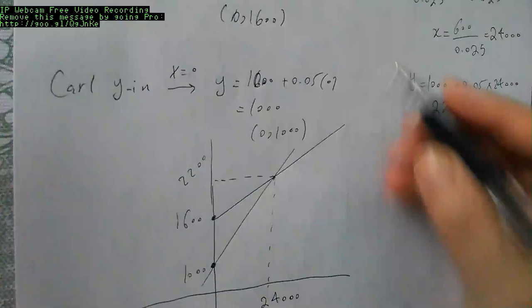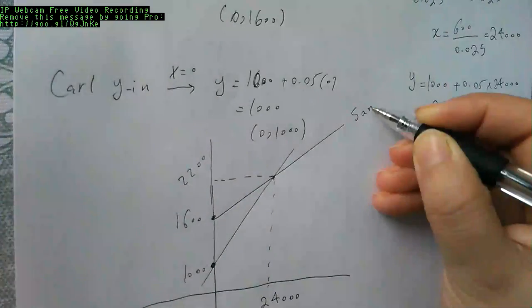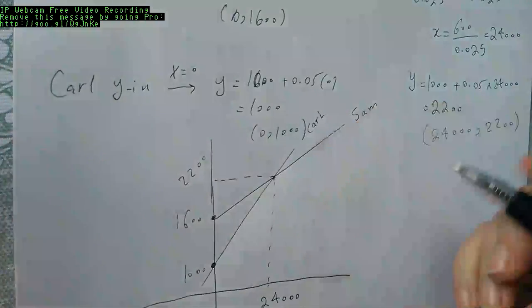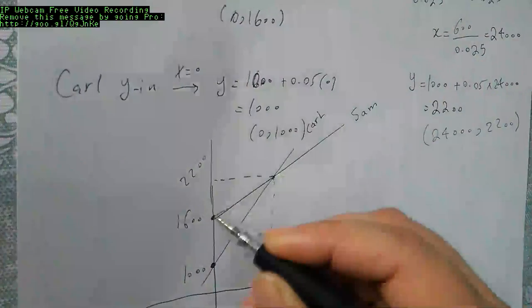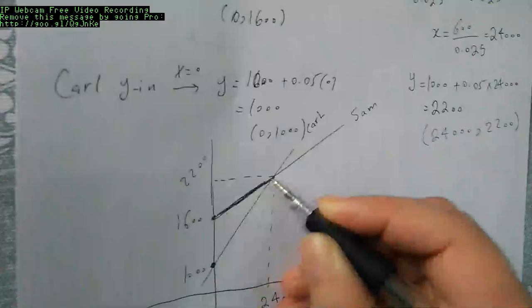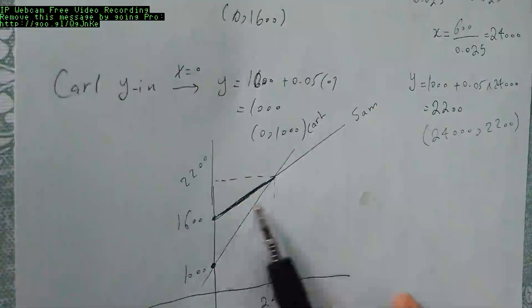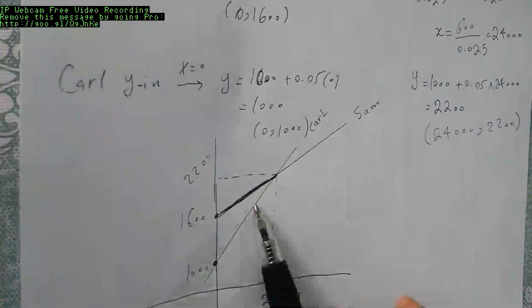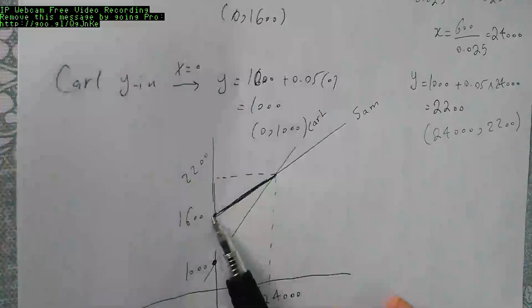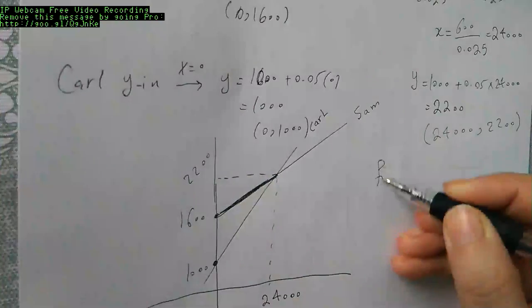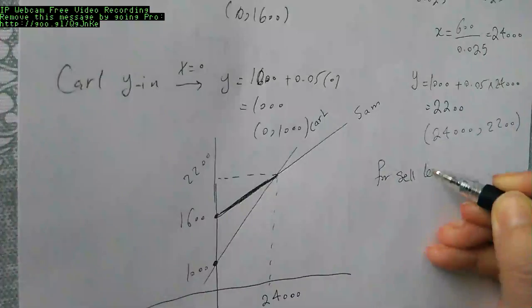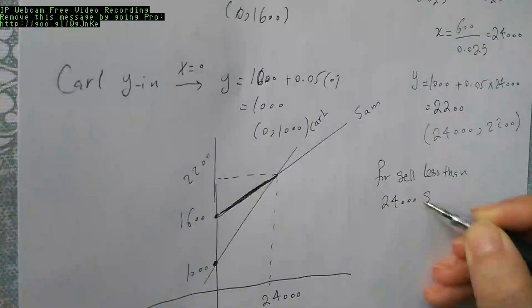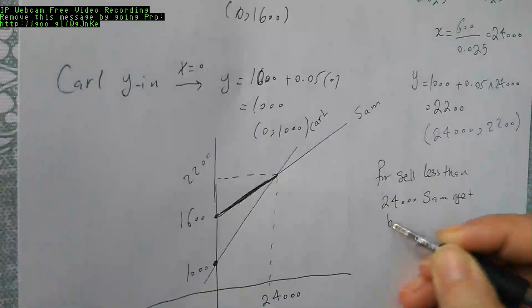So this one is Sam, and this one is Carl. As you see, Sam is above. If the sale is below 24,000, Sam has a better salary because this is above. So for sale less than 24,000, Sam gets better salary.